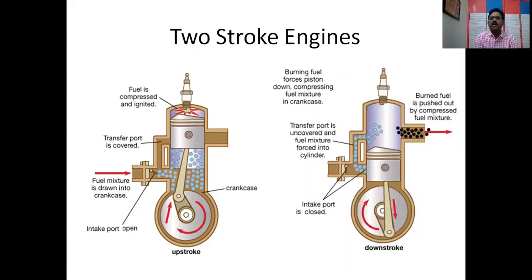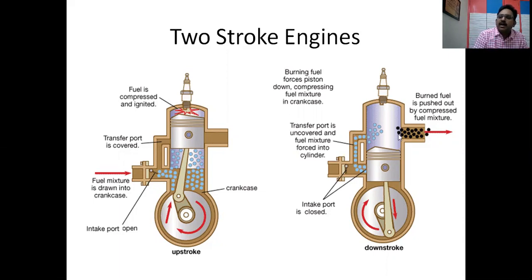And in the downstroke, or downward stroke, what happens? The high pressure, high temperature gases inside, this thermal energy, will force the piston to push downward, that is from TDC to BDC. This is the power stroke. And what happens during this power stroke?